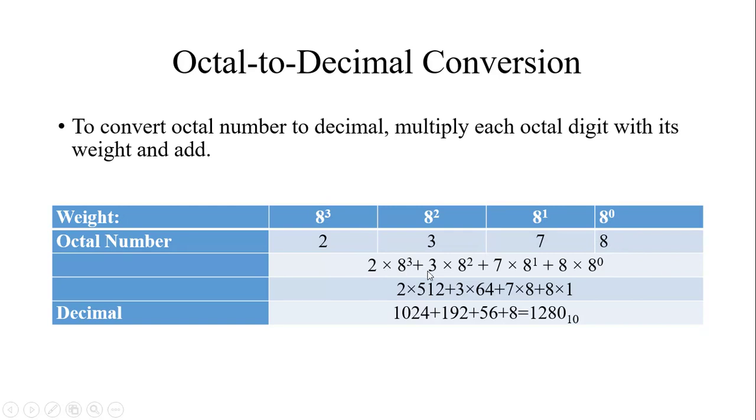So this is the multiplication and addition. 2 multiplied by 8 raised to power 3 is 512, 8 raised to power 2 is 64, 8 raised to power 1 is 8, and 8 raised to power 0 is 1. So this is the equivalent decimal number, 1280 in base 10. So this is the octal number and this is the corresponding decimal number.